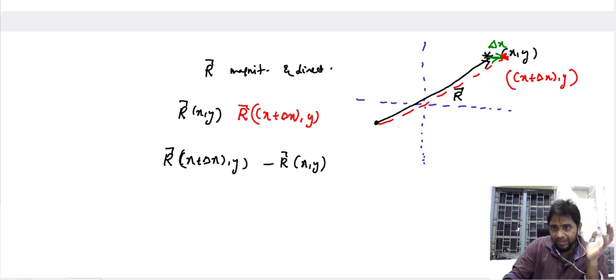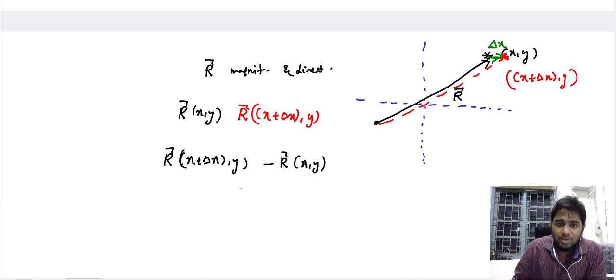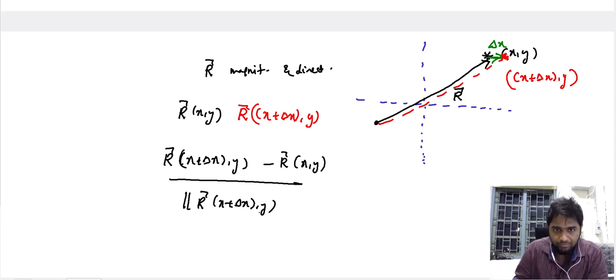Okay, so delta x stems from how we were able to describe the red point. The delta x comes from the difference between these points, and the red point is nothing but delta x away from the black point. There is no change in the y direction. So now I take the ratio of the difference in the position vector and the magnitude of that vector, the magnitude of the difference in the position vector.